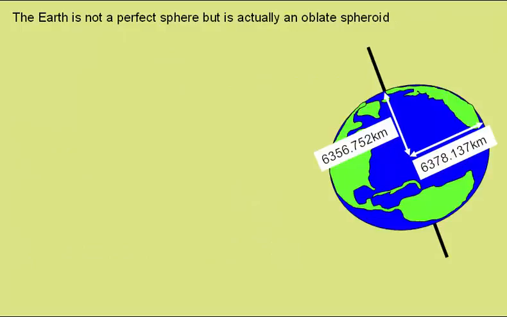The Earth is not a perfect sphere, but is actually an oblate spheroid, as shown in this much exaggerated diagram, where you can see the polar radius is smaller than the equatorial radius.